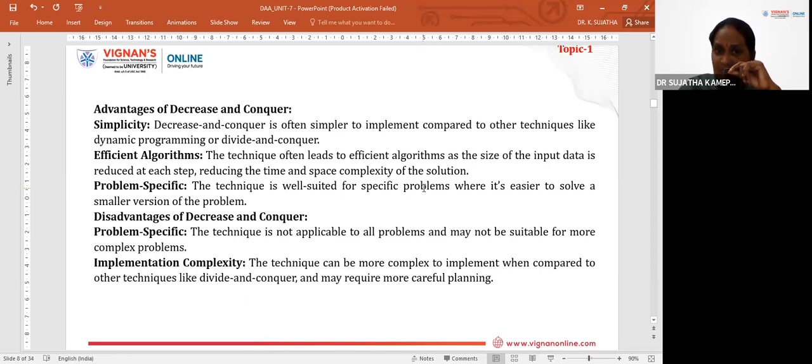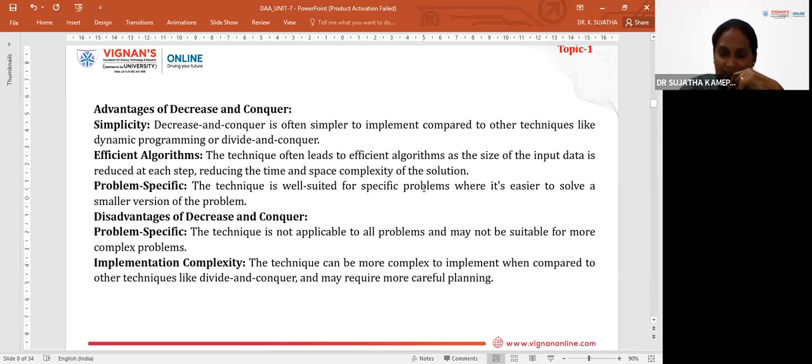And coming to problem specific, this technique is well suited for specific problems where it is easier to solve the smaller version of the problem. We have already seen applications such as insertion sort, BFS, DFS, all these problems. For that type of problems, this model is well suited.